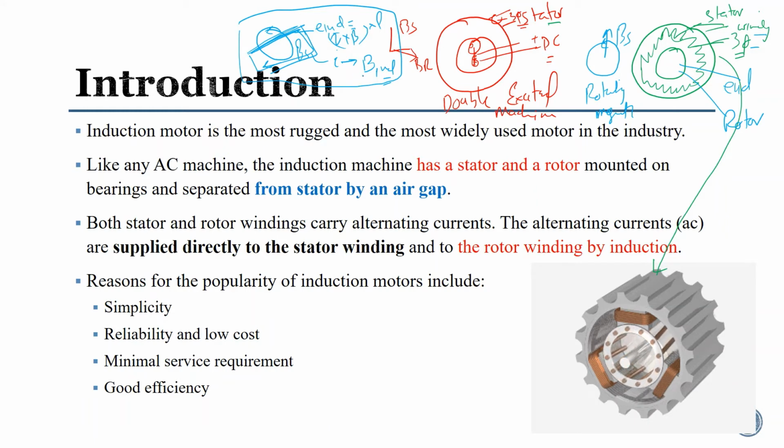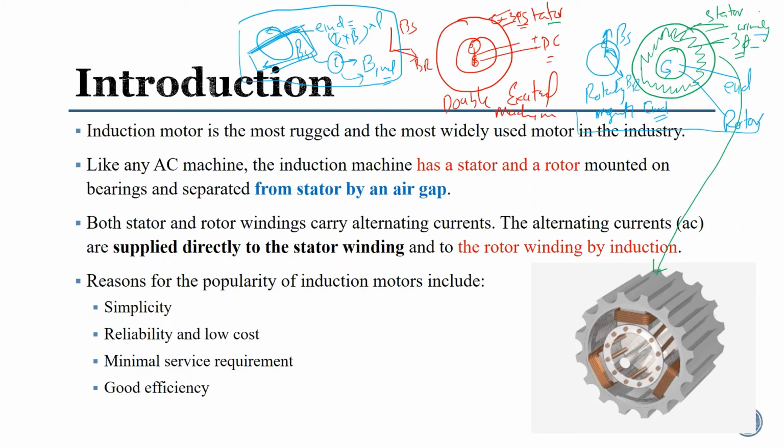Induced voltage will produce a current in the rotor circuit, and eventually we will get the rotor magnetic field. Once we have the rotor magnetic field, due to the interaction of these two magnetic fields, torque will be induced, and that torque will accelerate this rotor. So that is the basic working principle of the induction motor.